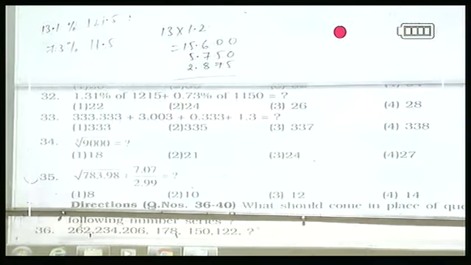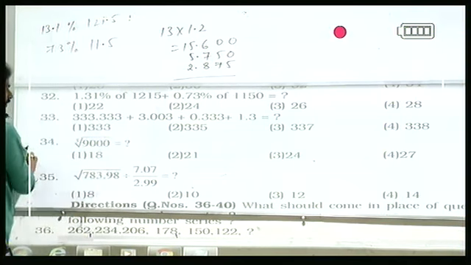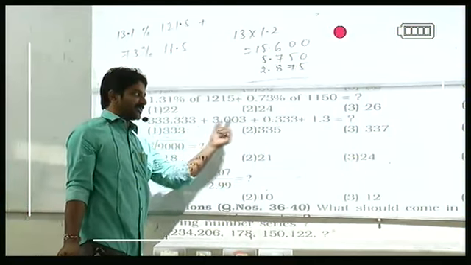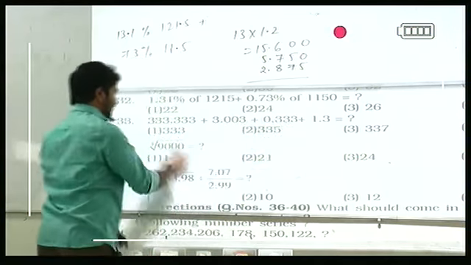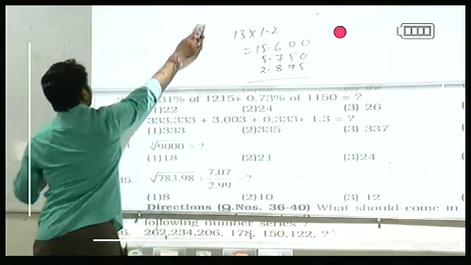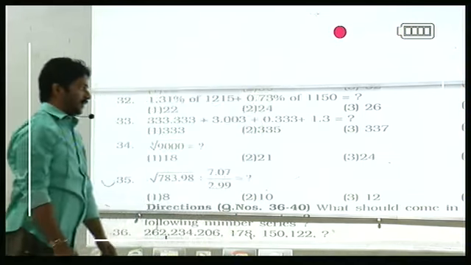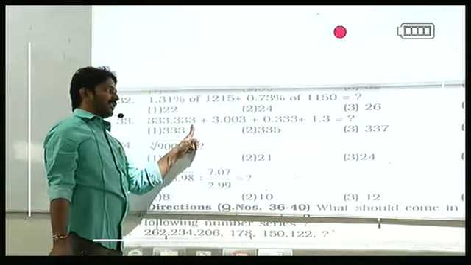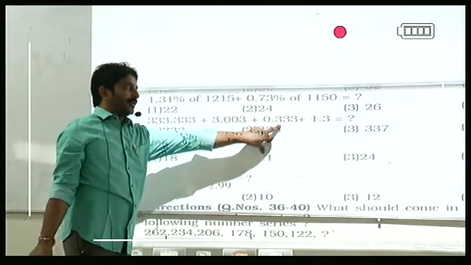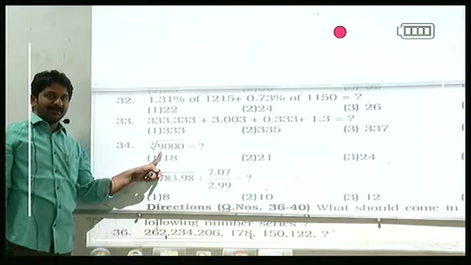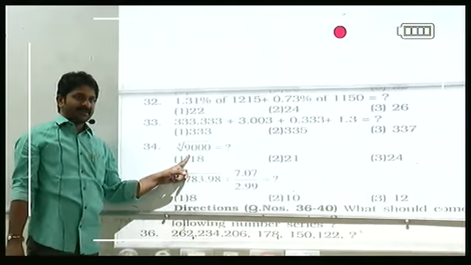33 simple addition. Number before decimal: 333 plus 3 is 336, plus 1 is 337. Point something. So the answer will be definitely more than 337. Yes or no? 0.333 and 0.333 is 0.666. 8,000, which is more than this.